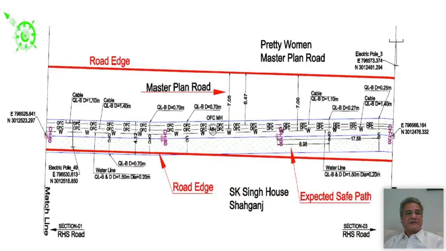This is another map you can see from some work. I think Pretty Woman Master Plan Road SK. Okay, this looks like Mumbai. So for example, these are coordinates, UTM coordinates for both the corners. Different lines have been given, OFC, water, etc. Quality level has been given. Quality level B, depth is 0.7 meter. Cable, quality level B, depth is 1.4 meters. Quality level B and D.